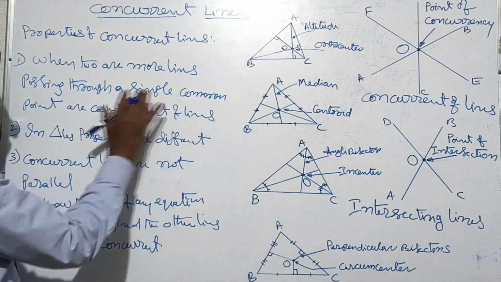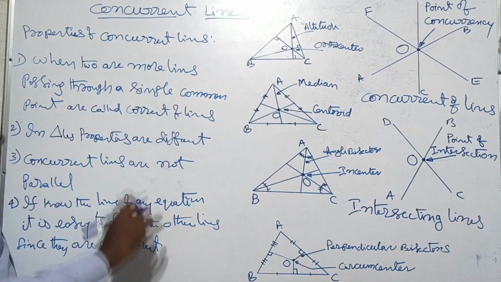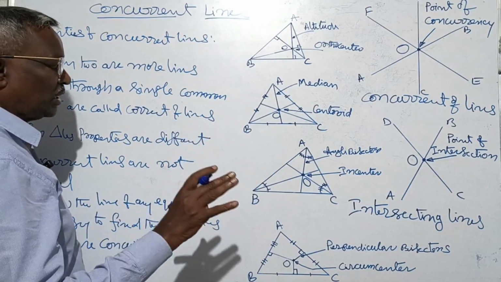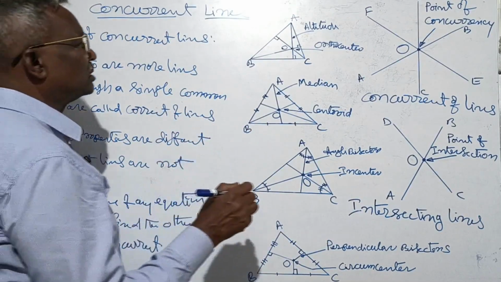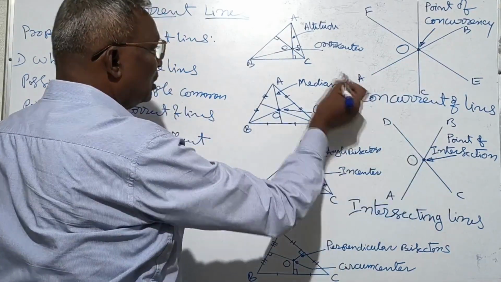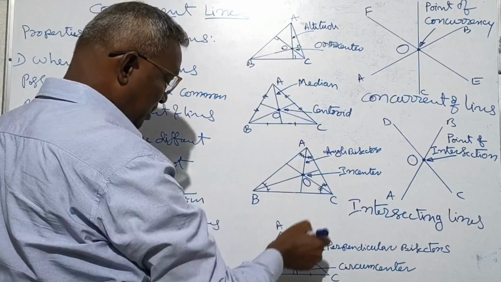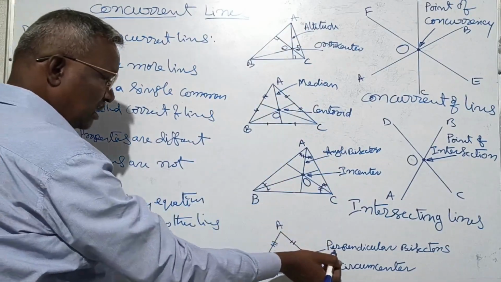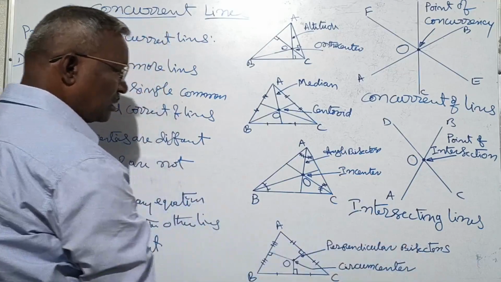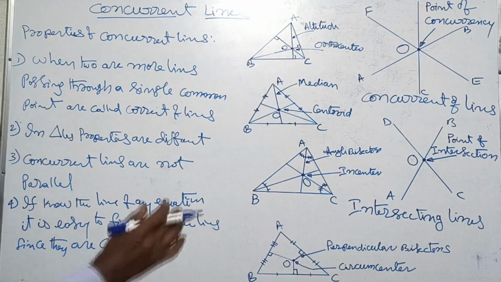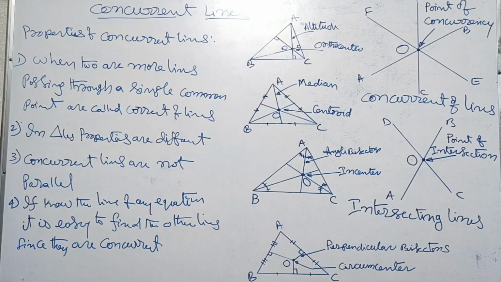passing through a single common point are called concurrent lines. Here it is passing through a single common point. Particularly in triangles, altitudes, medians, angle bisectors, perpendicular bisectors, all are passing through a common point. So that is concurrent. That is number one.